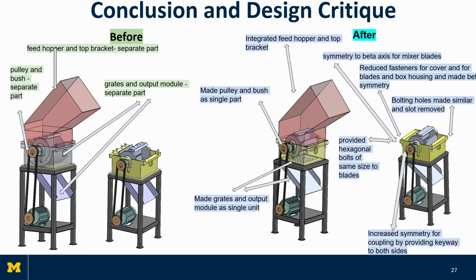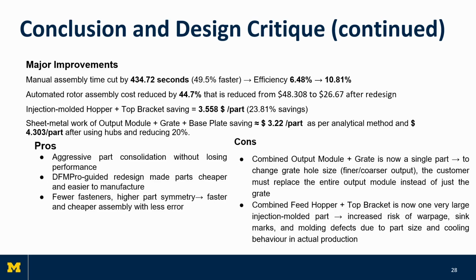Improvements are: we increased manual assembly efficiency from 6.48 to 10.81, and for automated we improved efficiency by 44.7%. With DfM Pro we saved about $3.56 per injection molded part and $3.22 analytically per sheet metal part. Our pros are: there is no performance loss, parts are cheaper and easier to manufacture, and there are fewer fasteners, which makes assembly easier. Our cons are: the grate hole size cannot be changed without redesigning the whole module, and the larger hopper may risk warpage and sink marks.